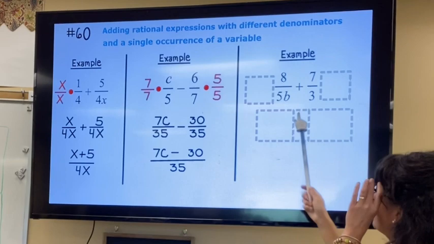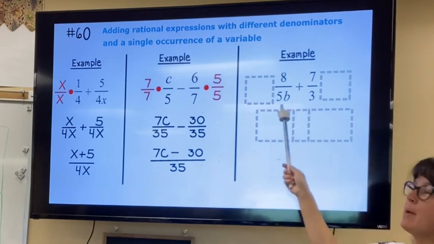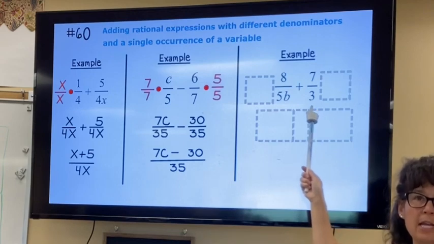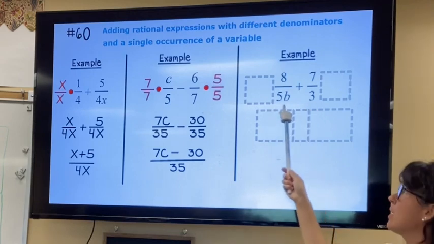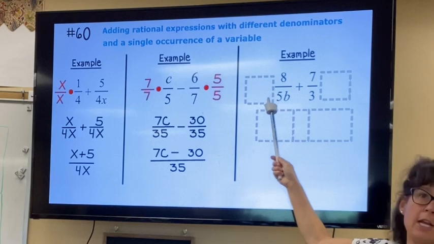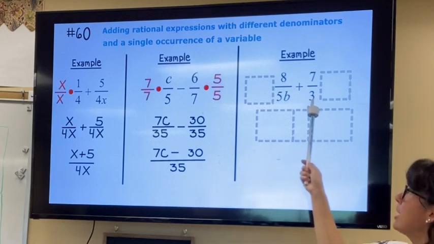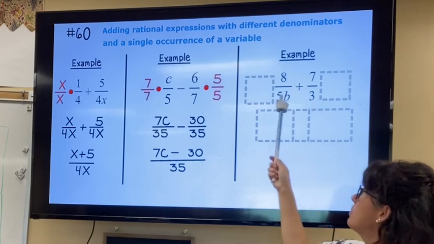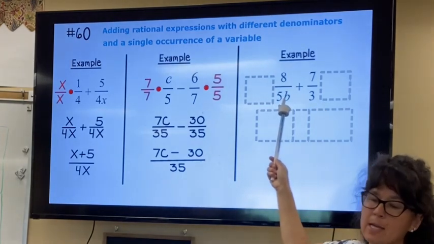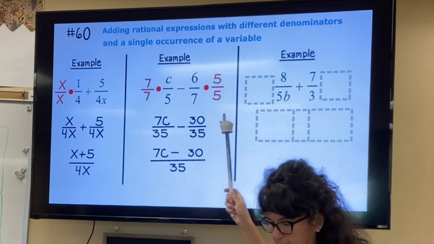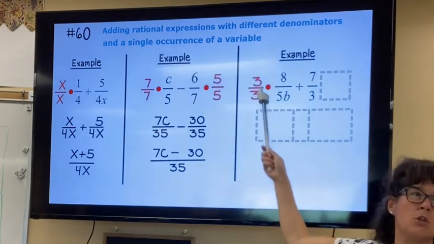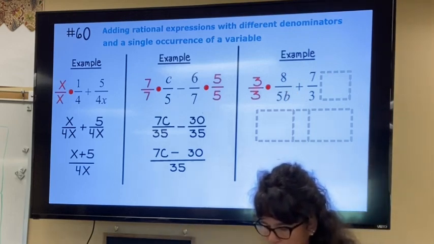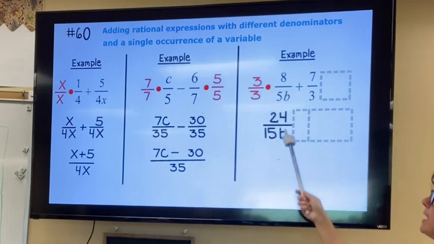Okay, one more example here. Looking at this denominator, it's made out of 5 multiplied by b, and that denominator is 3. To make them the same, this denominator needs a 3, and this denominator needs both a 5 and a b. So let's put a 3 with this 5b. So I'm going to multiply the 5b by 3. Whatever I do to the bottom, do to the top. And that gives me 24 over 15b.